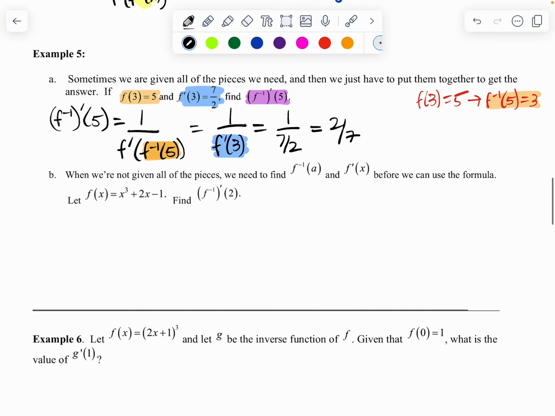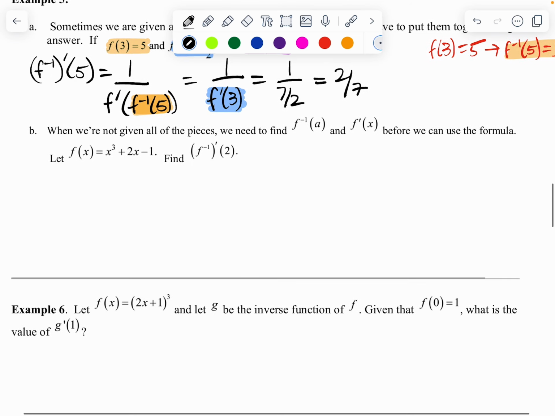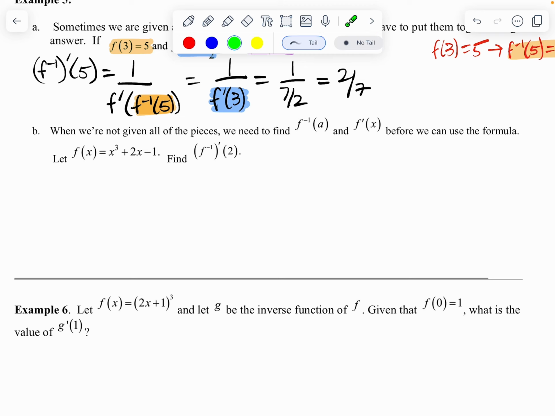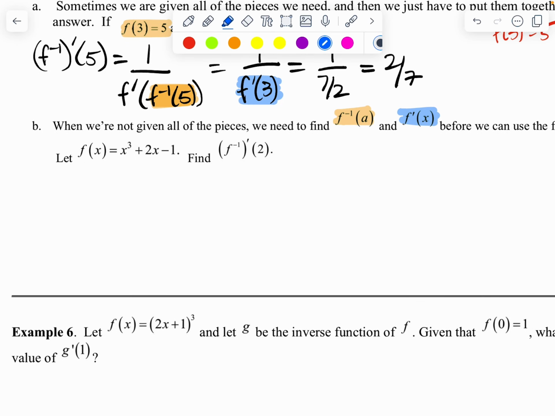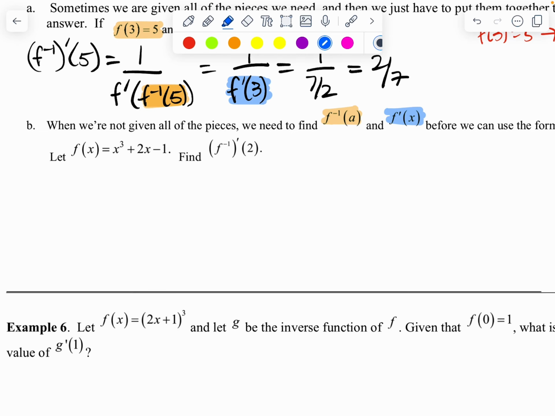All right, sometimes we are not given all of the pieces. And when that happens, we are going to end up having to do some work to find f inverse and to find f prime. So we are going to need to do some work to find this, and we'll need to do some work to find this before we can use the formula. However, we're going to start with the formula and do that work on the side.